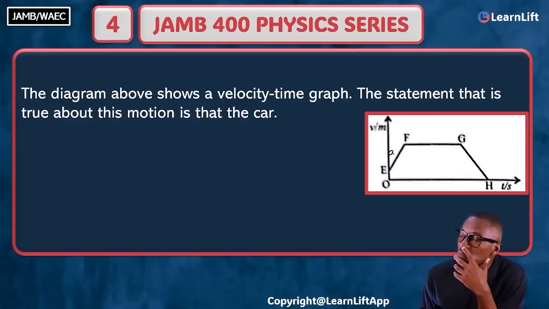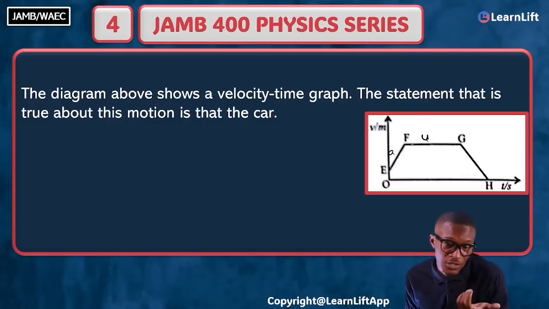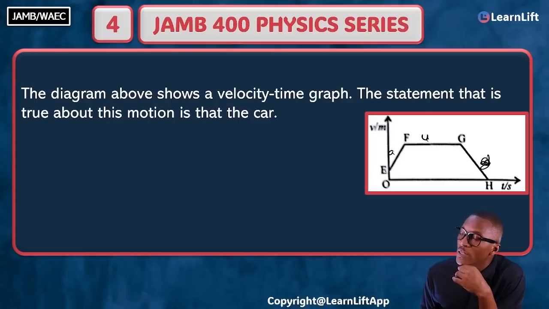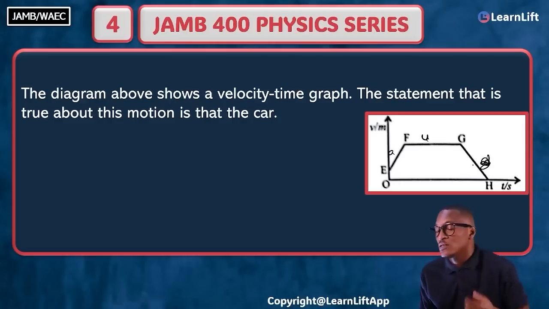What do you see between F and G? That's uniform. The movement is uniform. We can say uniform velocity or uniform speed. Are you seeing that? Now, what can you see between G and H? It is decelerating. So E to F, it is accelerating. F to G, it is uniform. The motion there was uniform. And if you are coming down, it is decelerating.